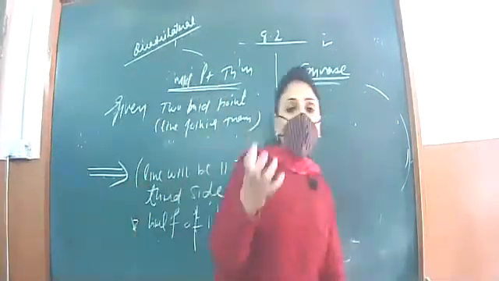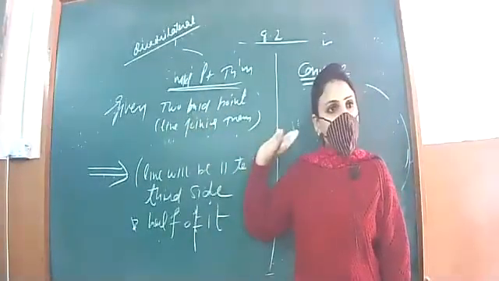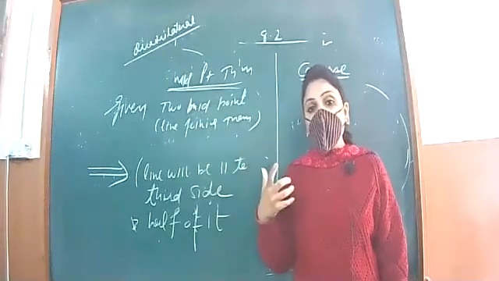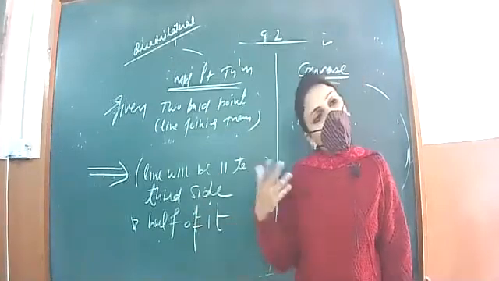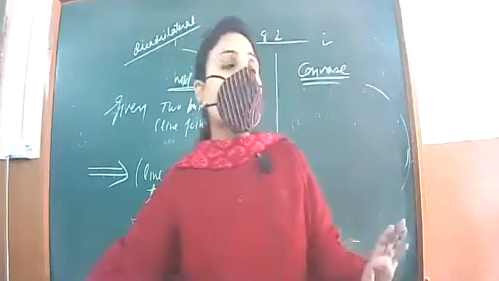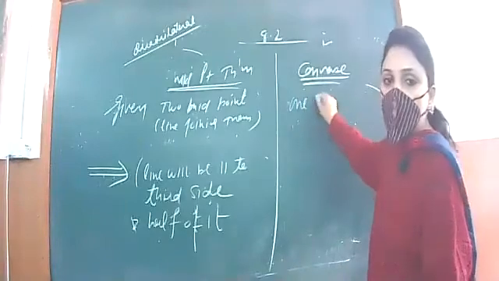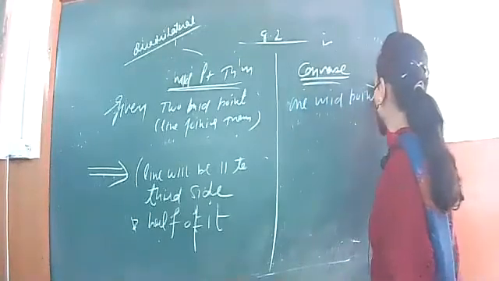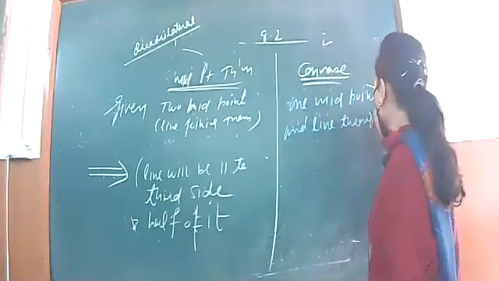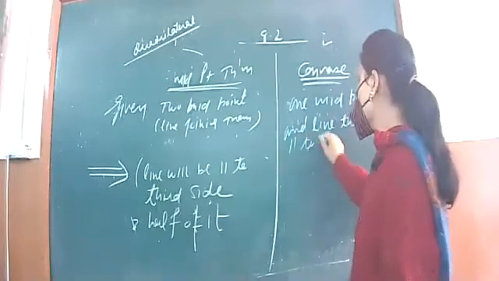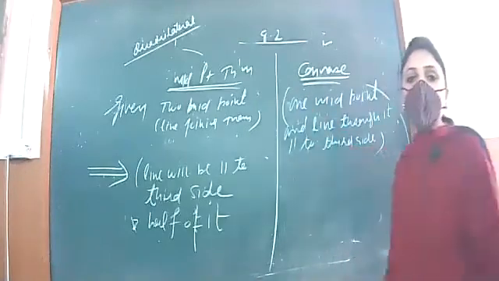So you just try to understand that we apply the midpoint theorem when there are two midpoints. And when we apply the midpoint theorem, what should our target be? That we need to prove the line to be parallel or half of its length. That is the case when the midpoint theorem is applied. Now come to the converse. What will be given here? One midpoint and a line through it parallel to the third side. This will be given to us.